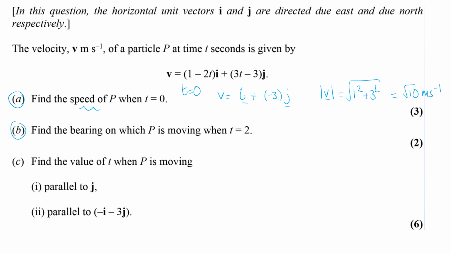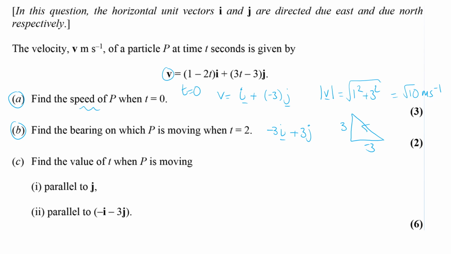In part B, find the bearing on which P is moving when t is equal to 2. So we're using the velocity equation again. When t is equal to 2, feed that into the velocity equation, you're going to get 1 minus 4, which is minus 3 in the i direction. When t is equal to 2, you've got 6 minus 3, so that would be plus 3 in the j direction. So we're going to be going minus 3 plus 3, so we're moving in that direction.